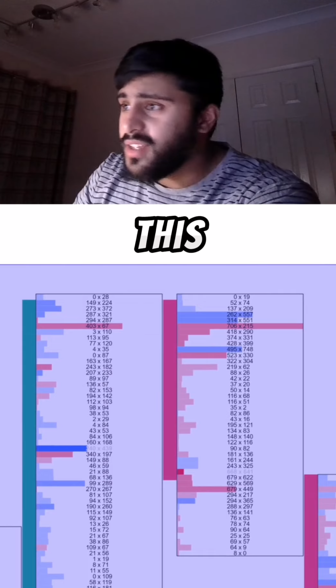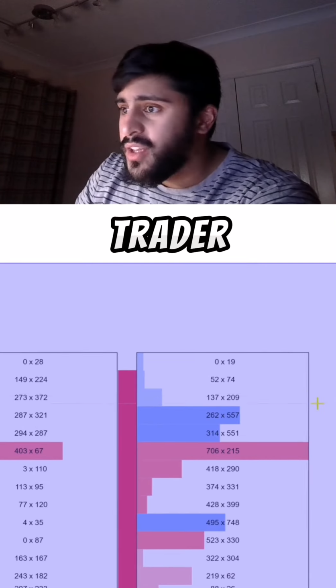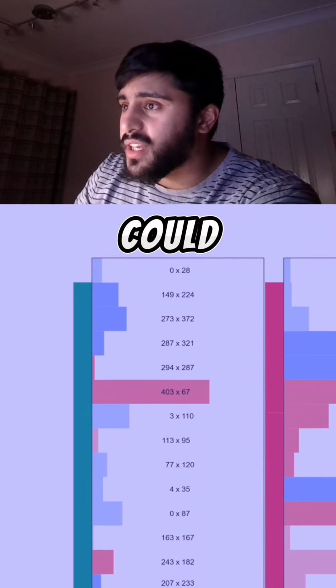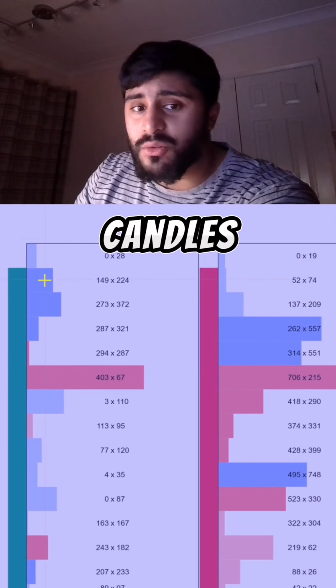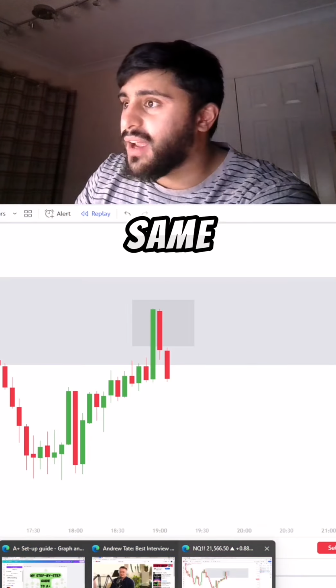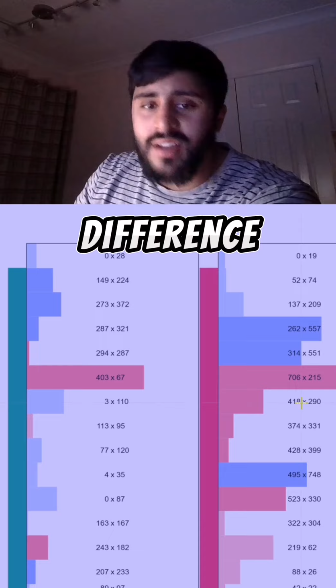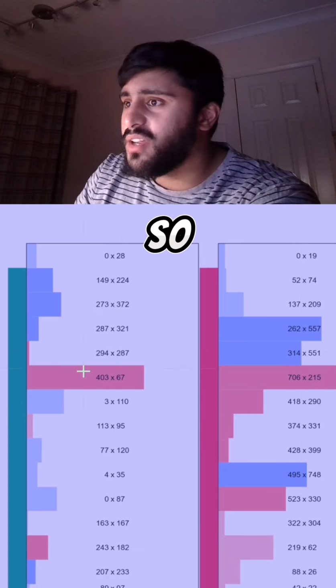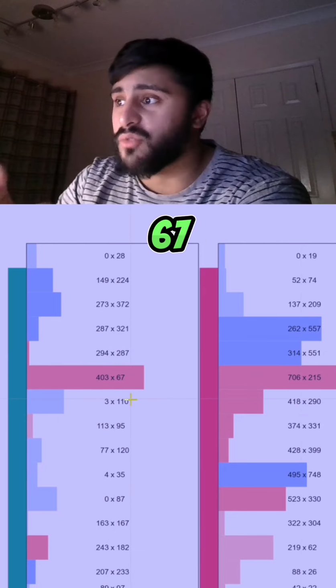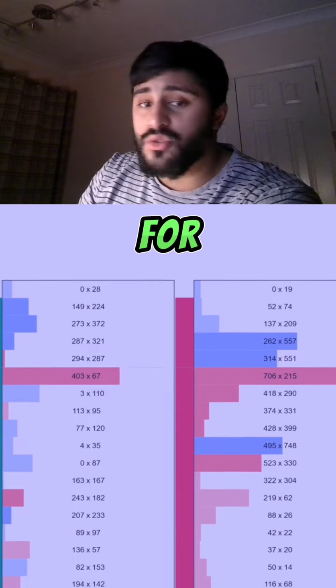It's this, right? This is my favorite tool as a trader. So let's break down and explain why you could have taken this, right? These two candles, green and red, are the exact same as these candles over here. But the difference is I have data which none of the influencers use, right? So here we have 403 for 67, right? Even here we have 706 for 215.